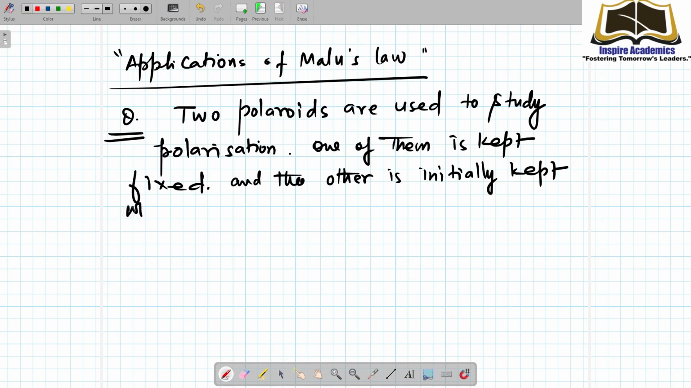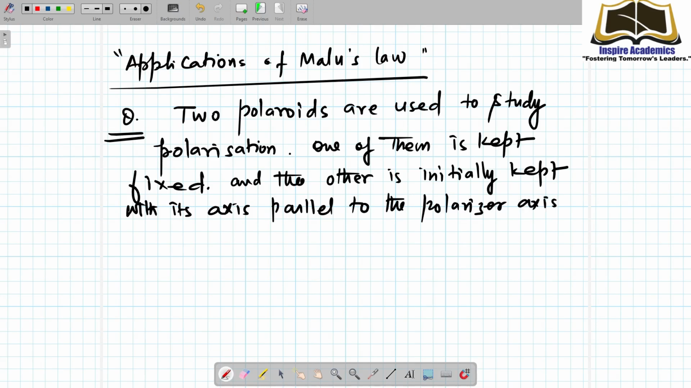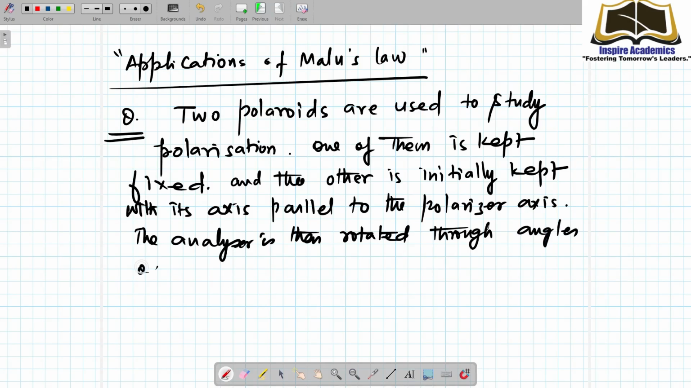Listen to the question carefully. The analyzer is then rotated through angles of 45 degree, 90 degree, 180 degree in turn.